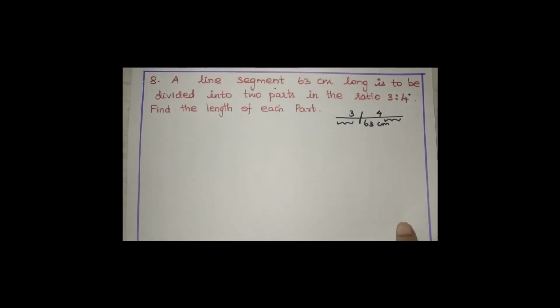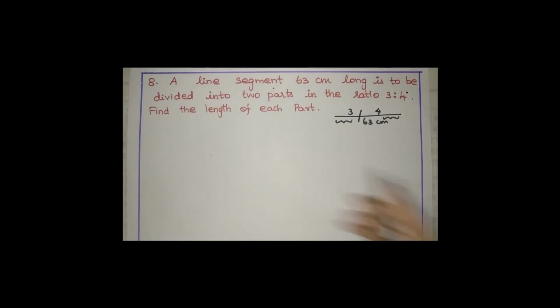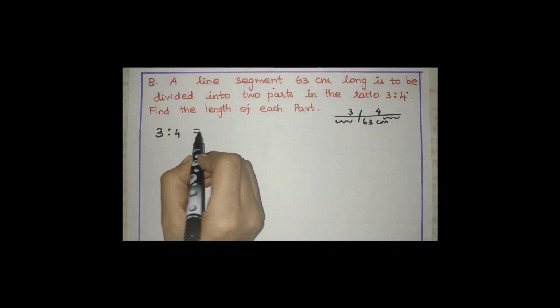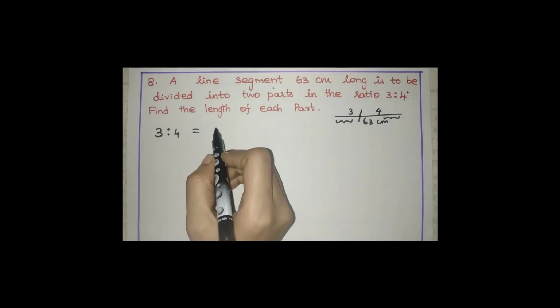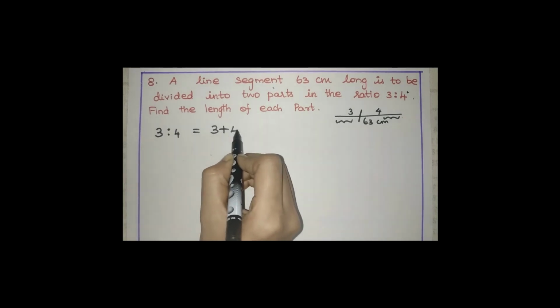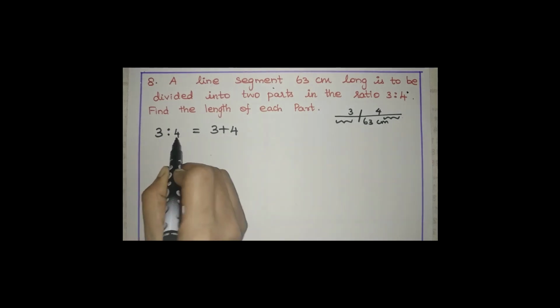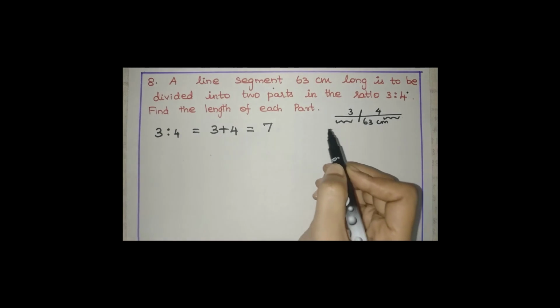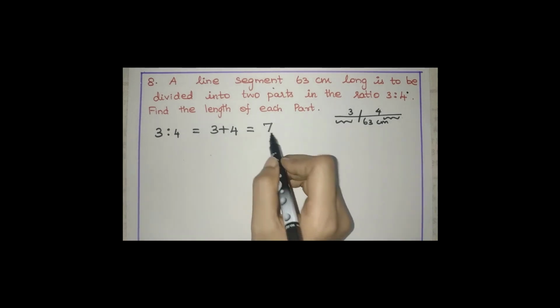So how will you do? What is the first step? Take the ratio 3:4. Find the total part. How will you find? Yes, 3 plus 4. You have to add the numbers. So you will get 3 plus 4 as 7. So total part is 7.